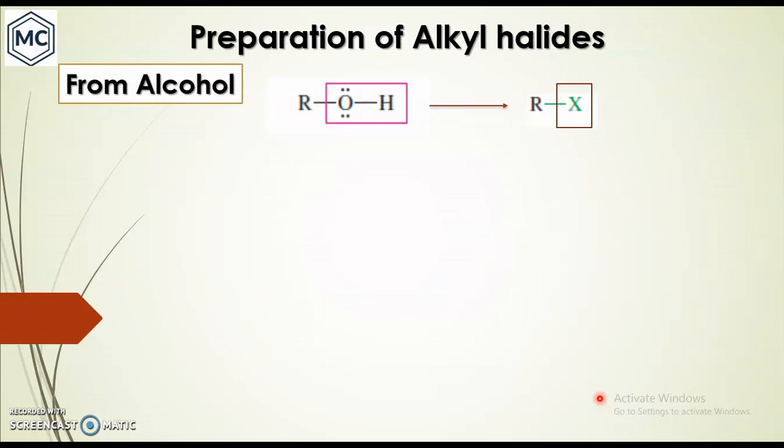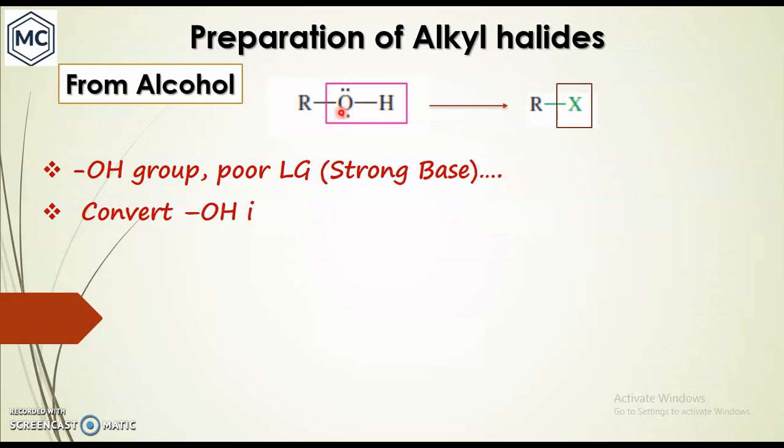Okay, next we will discuss preparation of alkyl halide. There are many methods for preparation of alkyl halide. You can prepare alkyl halide from hydrocarbon, from alkene, from alkyne. Here we are going to discuss how you can prepare alkyl halide from alcohol. So you need to convert an alcohol into an alkyl halide. For that, the OH group is a very poor leaving group because it is a very strong base. So what you need to do is convert OH into a weak base to get this halide.